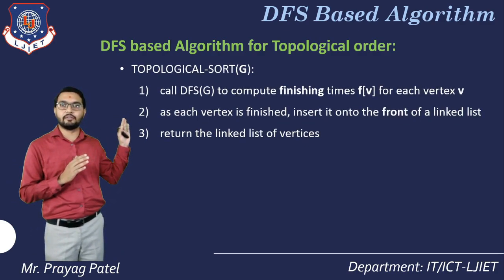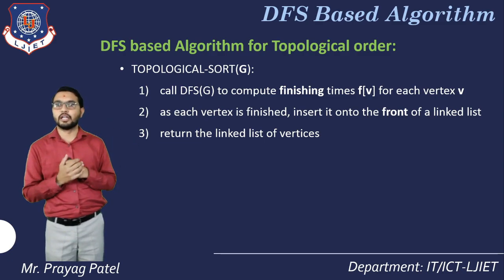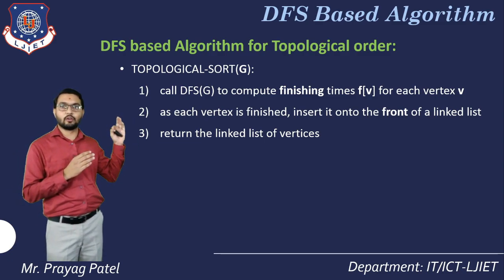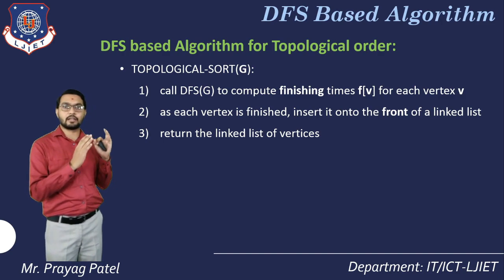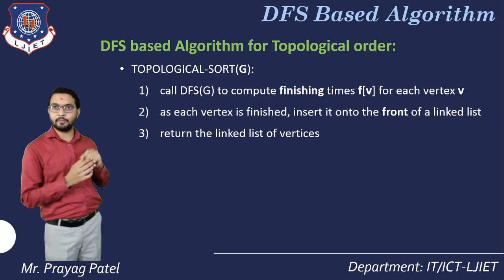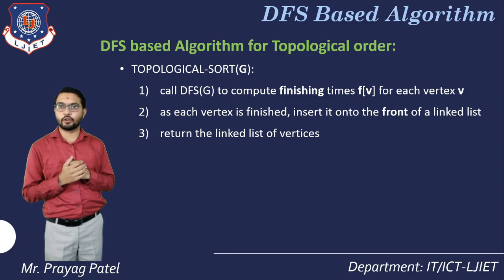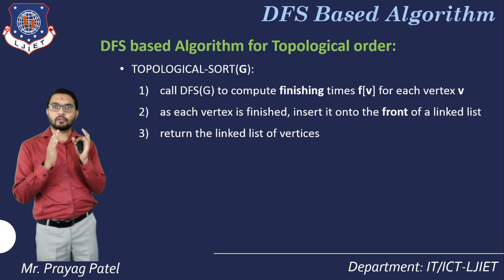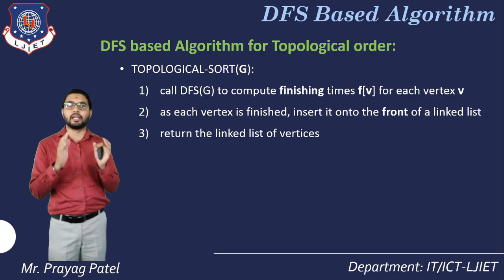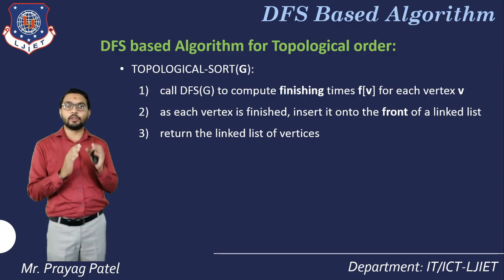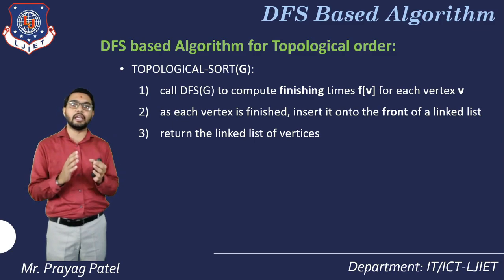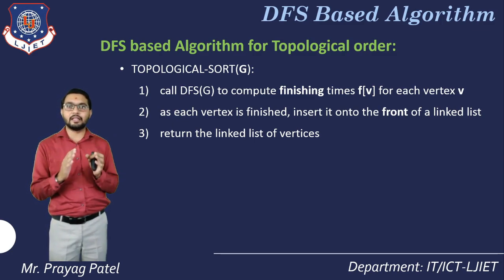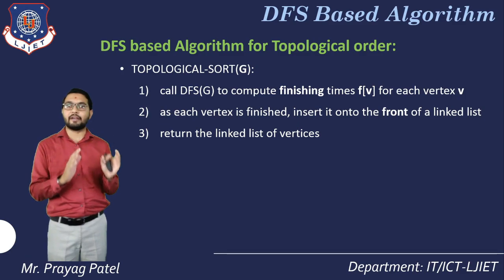For that, we consider one algorithm for finding the topological sort order. The name of the algorithm is topological sort order G, where G is your graph. The first point is to call DFS(G). Here, call DFS(G) means call the DFS function for the given graph G to compute the finishing time f[V] for each vertex V. Means using the DFS algorithm you find the finishing time of each and every vertex.